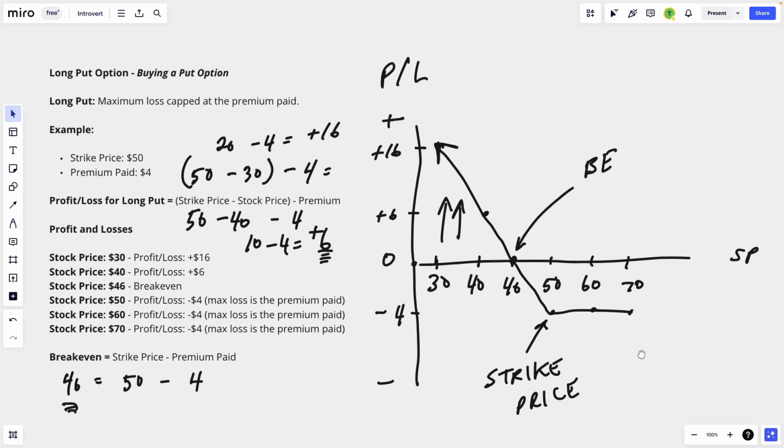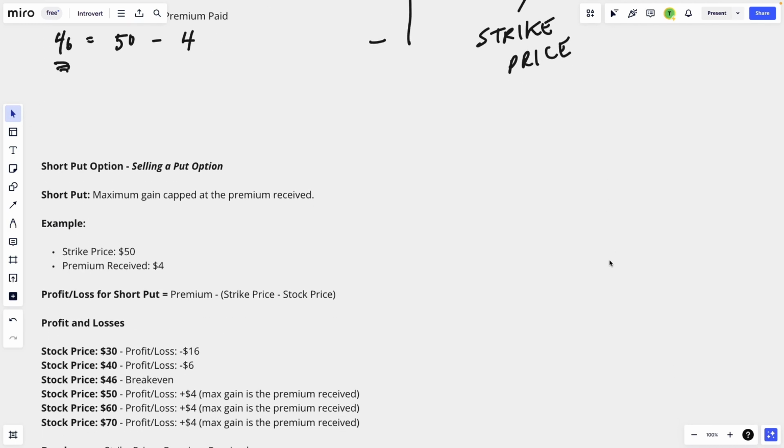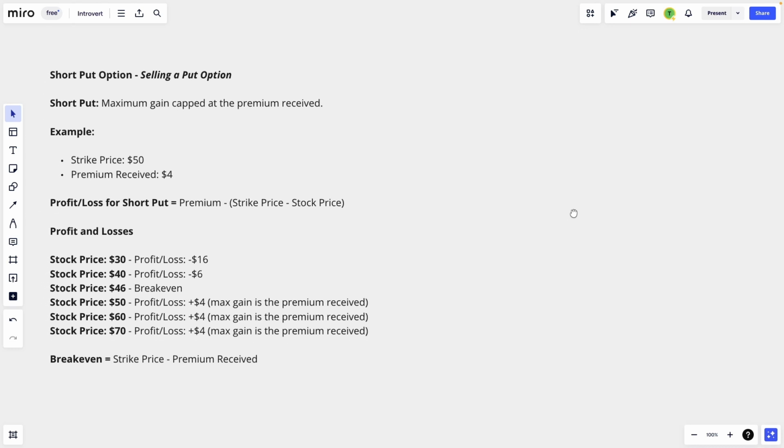So the last one is now we're going to flip it and we are going to be short the put option. So now we've got to put ourselves in the shoes of the person who is selling the put option. So when you short a put option, you are selling the put option. And for this particular one, the max that you're going to gain is going to be the premium that you receive. So for this example, we've got a strike price of 50 and a premium that you received was $4.